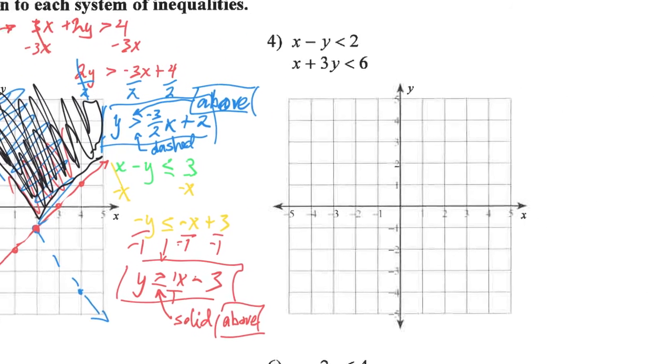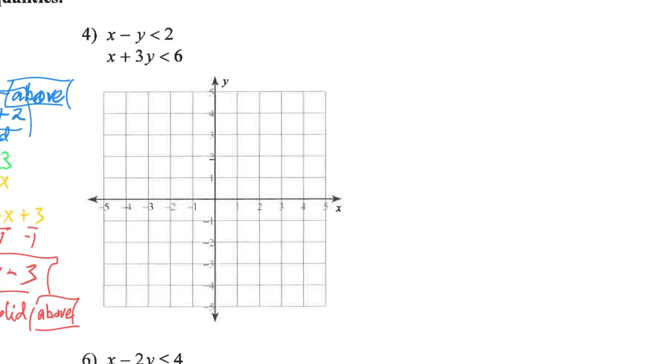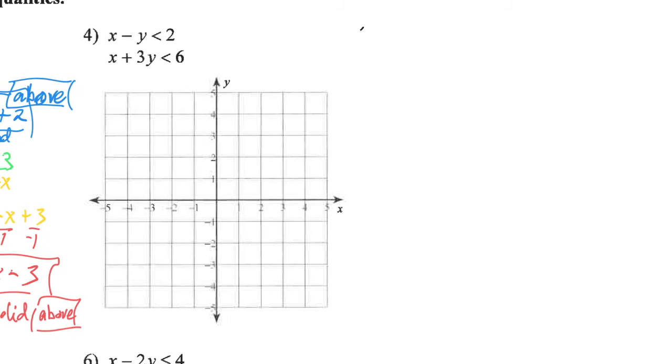Let's do one more here. So we've got x minus y is less than 2, so I'm going to subtract the x. Got negative y is less than negative x plus 2. Divide by negative 1. Remember, that's going to flip your signs. So it's going to give me a positive y, flip the sign, positive x, negative 2.